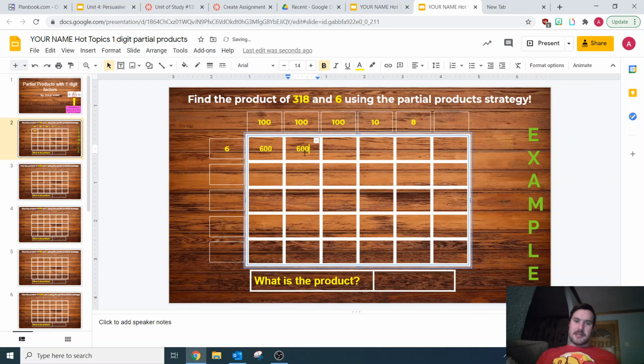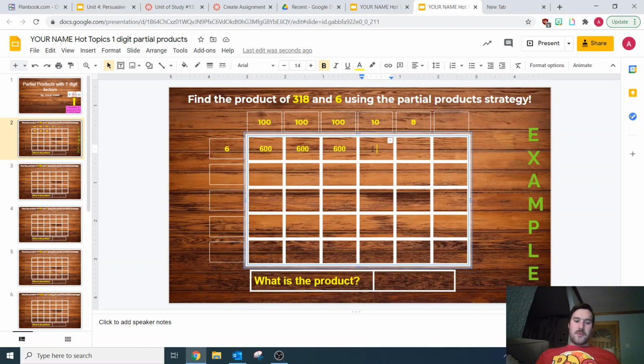100 times 6 is 600. Once you choose how to decompose the factors, you are going to multiply. I'm going to take 6 and multiply it by everything across the top. If I had another number here, I would then multiply that number by everything across the top. If you want to work vertically, that's fine too, but you're multiplying every number up here by every number over here. So 100 times 6, 100 times 6, 100 times 6, 10 times 6, and 8 times 6.